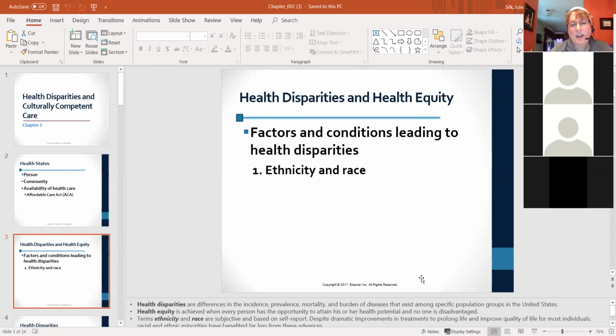Okay, and then when we talk about health disparities, these are differences in the incidence, prevalence, mortality, and burden of diseases that exist among specific populations in the United States. Health equity, I don't know if you've ever heard that term before, but health equity just means it's when every person has the opportunity to attain his or her potential and no one is at a disadvantage.